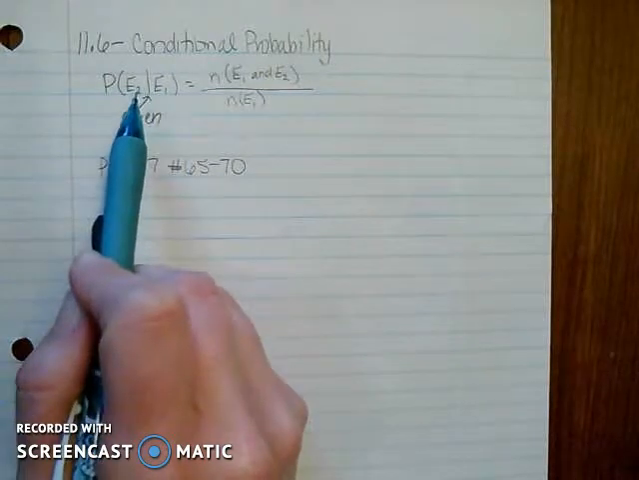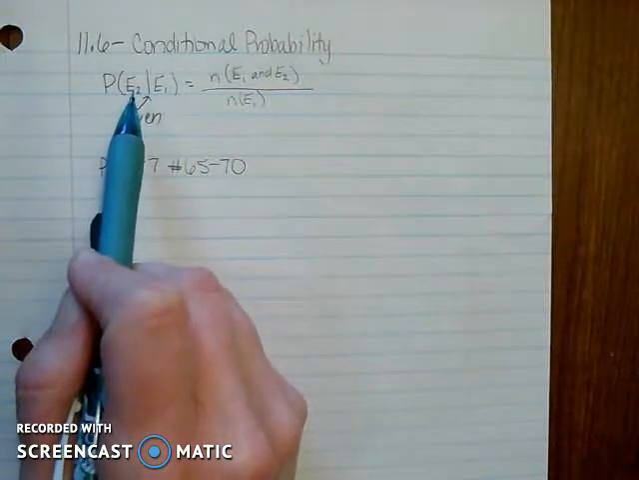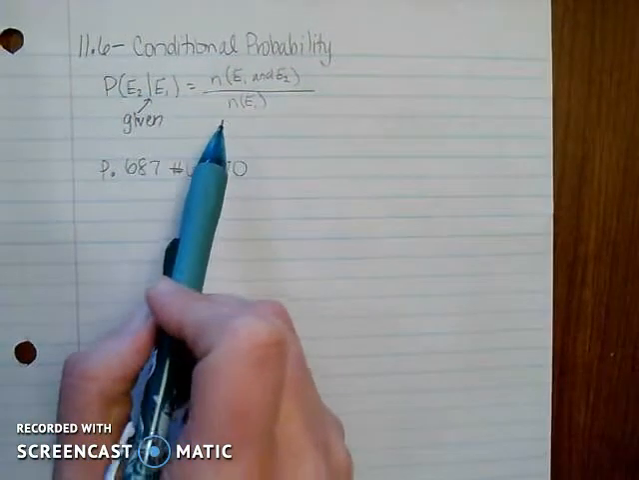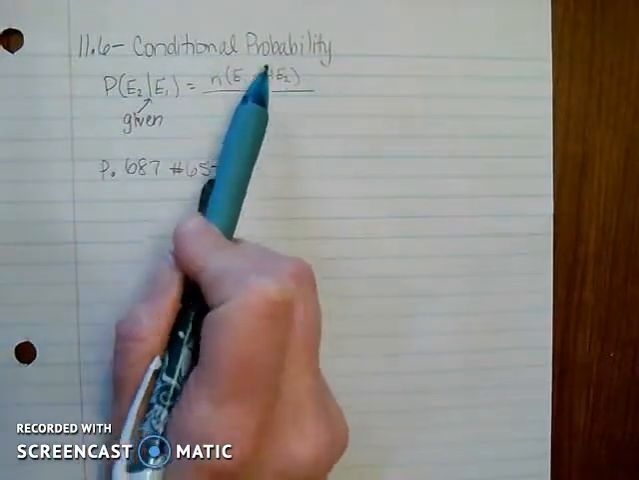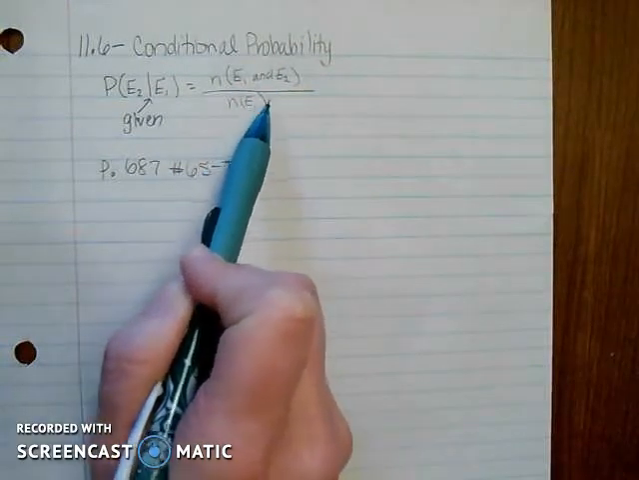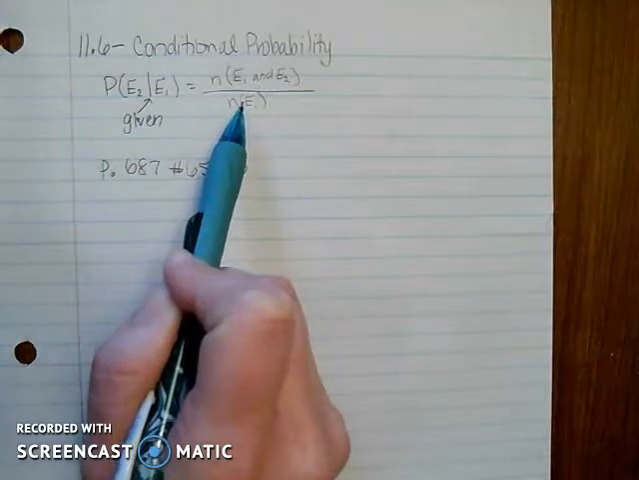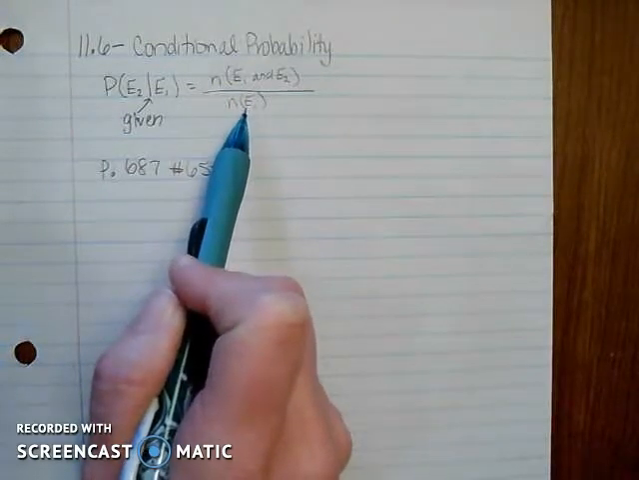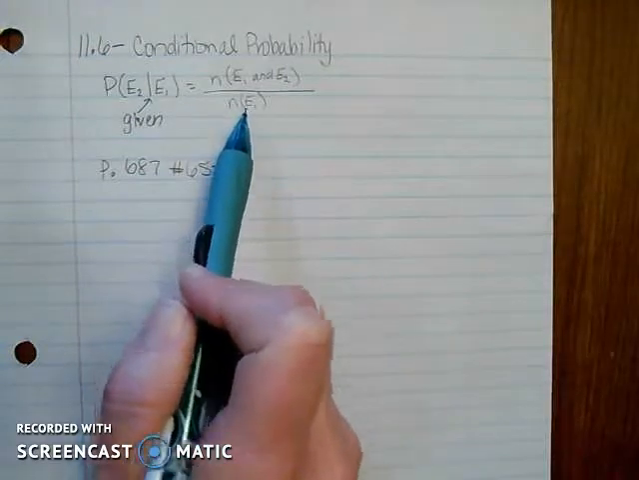So it's going to say, find the probability of this given that this is true. So you're going to find the number of overlap, the number of things that are in both events, divided by the number just in event 1. So it's no longer out of the total. It's no longer out of the total. It's out of how many is given to you.